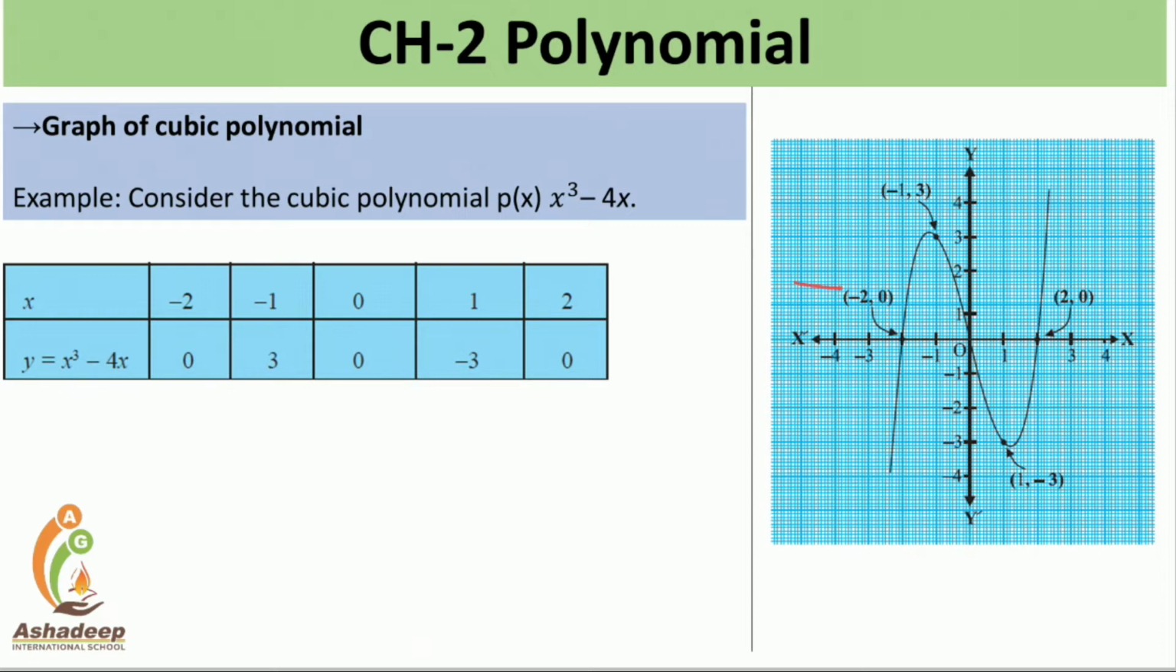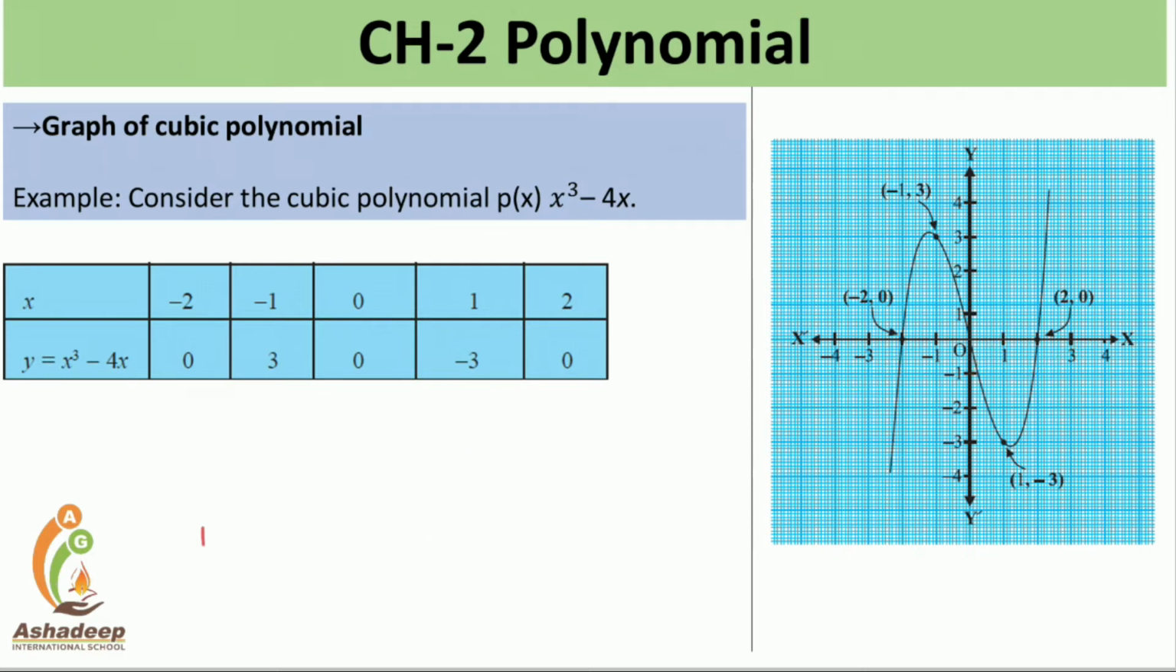The first one is minus 2, 0, another one is minus 1, 3, another one is 0, 0, which is the origin. Then another point is 2, 0 and 1, minus 3. So here one thing you need to notice: this graph intersects the x-axis at 3 points. So the number of zeros of the cubic polynomial in this example is 3.